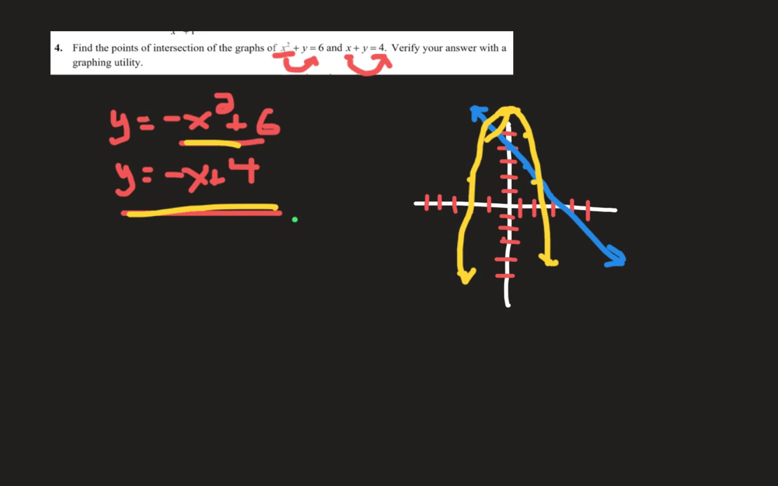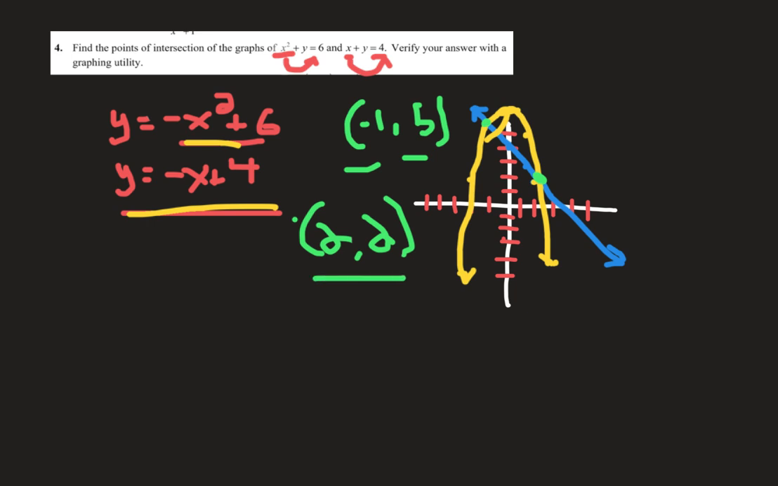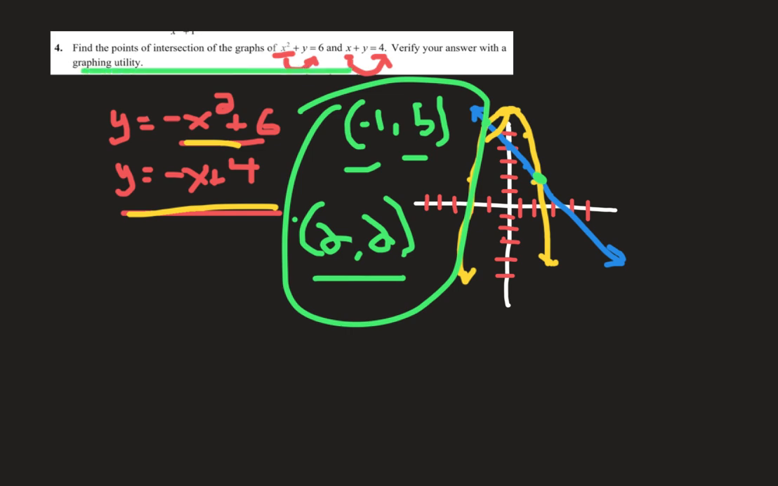So after you draw your parabola, you can find the points of intersection where they cross each other, which would be right here and right here, and those values are (-1, 5) and (2, 2), and these two values will be the answer to this problem.